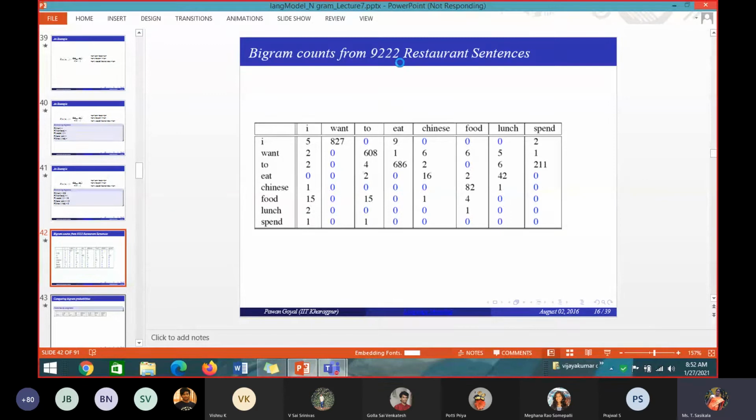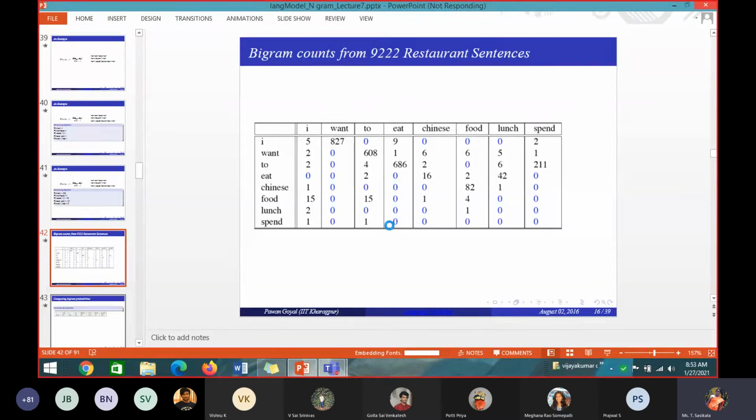Okay, and they have given the bigram count, I and I occurring. So they have taken a few bigrams and shown this table. It is not the entire table for the 9,000 sentences. That restaurant corpus has 9,000 plus sentences, and they have made a bigram count. They have given a few sample bigram counts for our understanding purpose. This table represents only a sample, not the entire bigram count.